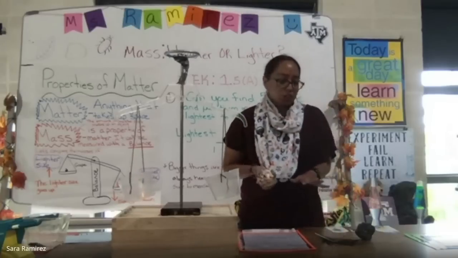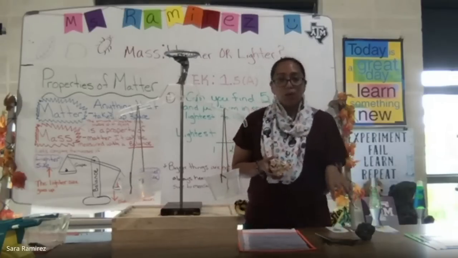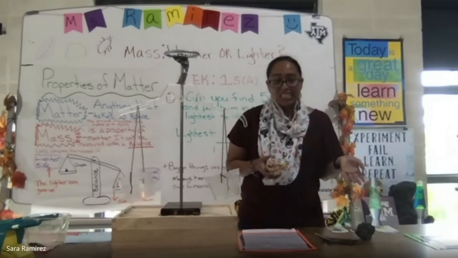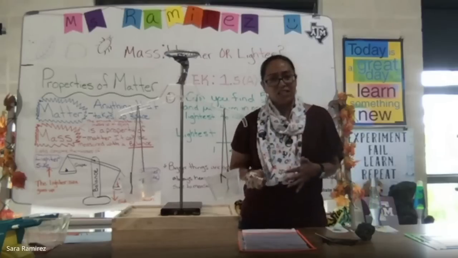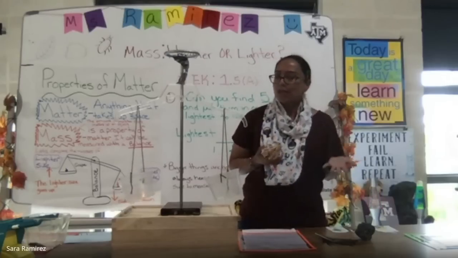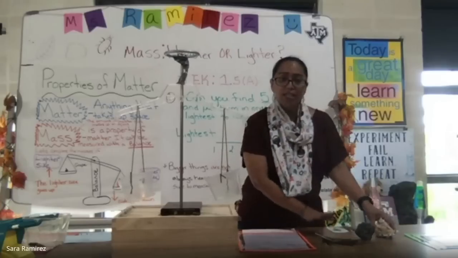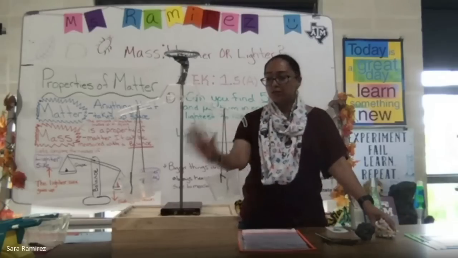So make a prediction. Which of these 3 objects do you think is the lightest? And which one do you think is the heaviest? And think, why did I place them in that order? So we're actually going to compare and measure these using our balance.